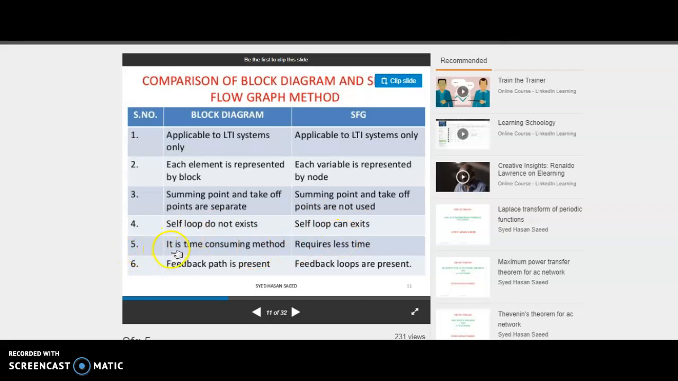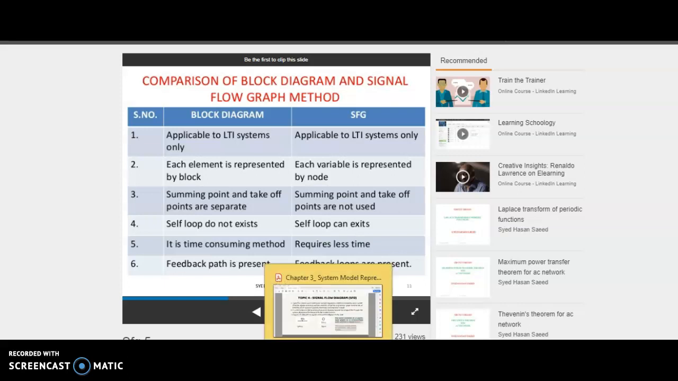Number 5, block diagram is a time consuming method because we need to reduce it, so it takes longer than SFG. For SFG we just use Mason's rule to find the transfer function. Later we will learn what Mason's rule is. And number 6, in block diagram a feedback path is present, and for the SFG, feedback loops are present. I hope you can compare between block diagram and signal flow graph.